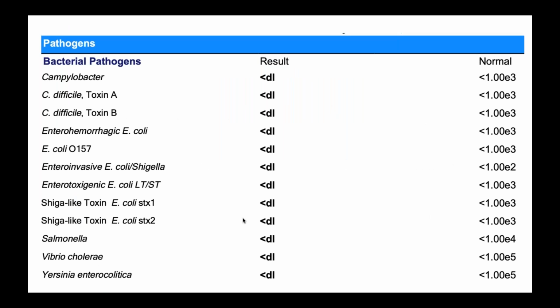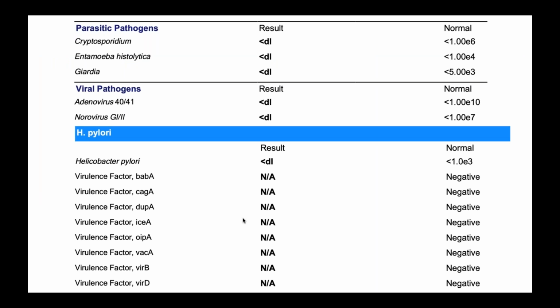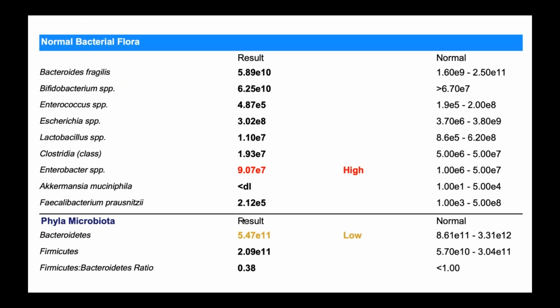We look at the results of their GI map test. Pathogen section was clear. Parasitic pathogens, viral pathogens, and H. pylori once again were negative. In this case, we also see a bit of a mixed pattern under the normal bacteria flora section, with one of the bacteria groups, Enterobacter, just a little bit elevated.